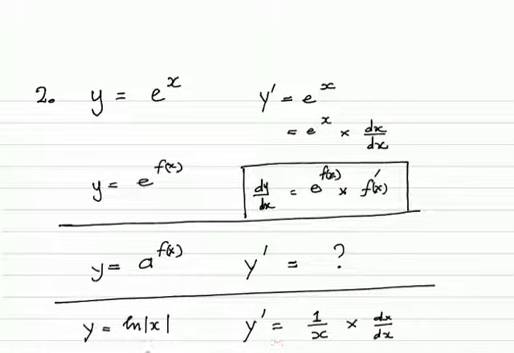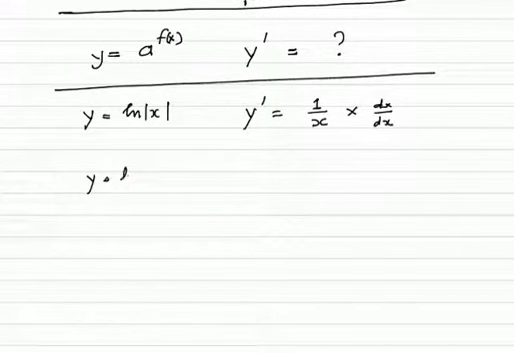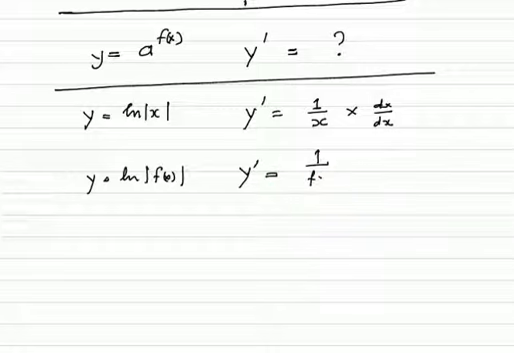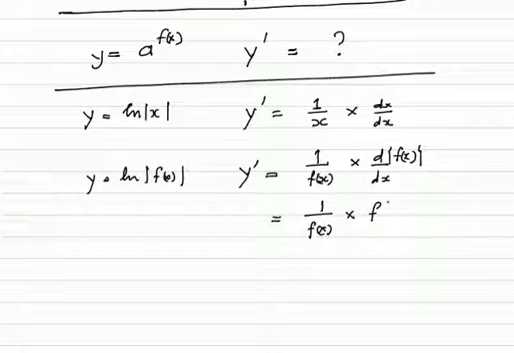In words, we would say if we have a function y is equal to ln of f of x, we would come up with the derivative of y equal to 1 over f of x. But when I'm saying 1 over f of x, I'm saying 1 over the argument multiplied by the derivative of the argument. So in this case, this ends up being 1 over the argument, which is f of x, multiplied by f prime of x.